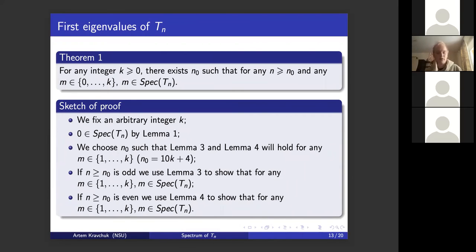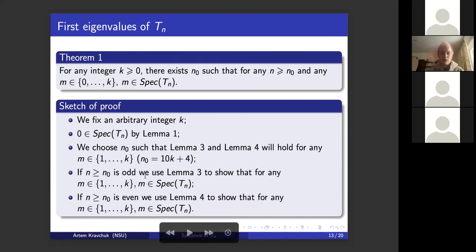Now we are ready to provide a sketch of the proof of theorem 1. What will we do? At first, we fix an arbitrary integer k from the theorem formulation. Then we note that 0 is an element of the spectrum of Tn by lemma 1, because we choose some big n, and lemma 1 says that if we choose big n, then 0 is an element of the spectrum. Then we choose n0 such that lemma 3 and lemma 4 will hold for any m from 1 to k. Lemma 3 and lemma 4 say that if we choose some big n, then the numbers from 1 to some upper bound will be elements of the spectrum.